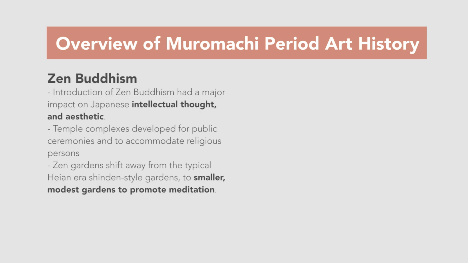The introduction of Zen Buddhism had a major impact on Japanese intellectual thought and aesthetic. Temple complexes developed for public ceremonies and to accommodate religious persons, and Zen gardens shift away from the typical Heian-era Shinden-style gardens to smaller, modest gardens to promote meditation.